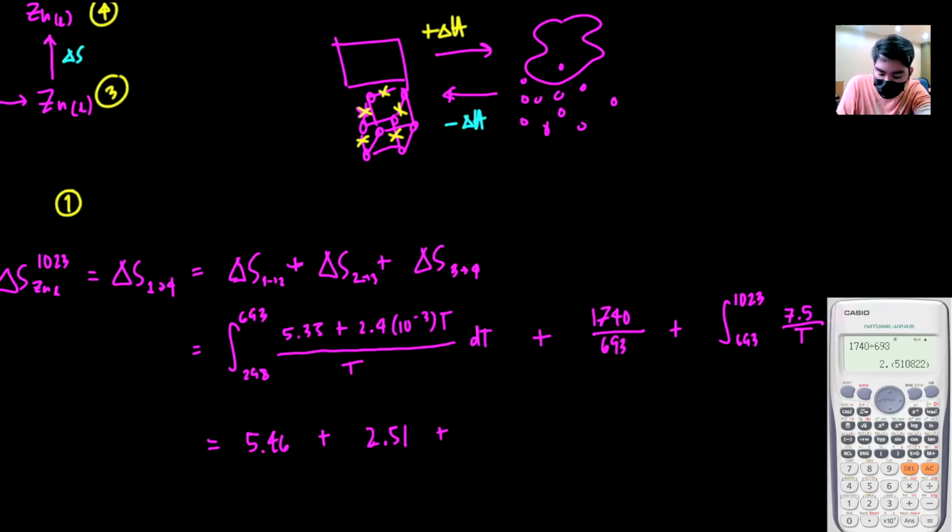Next is, again, this one at 7.5, then alpha x, and let's evaluate it from 693 up to 1023. So your calculators are actually quite powerful at solving these integrals. So you get 2.92.